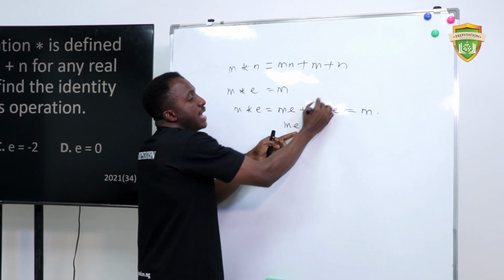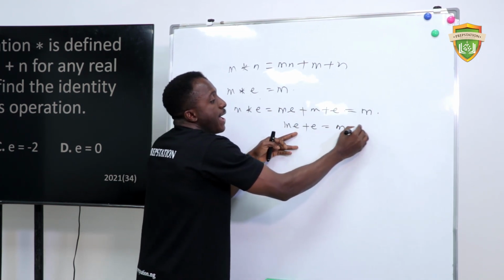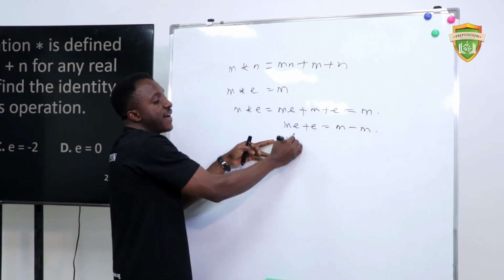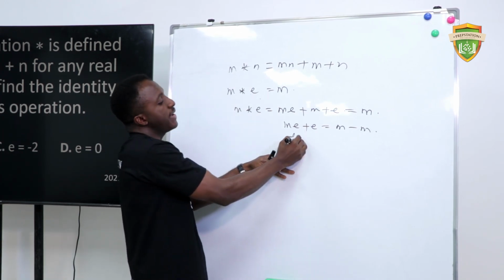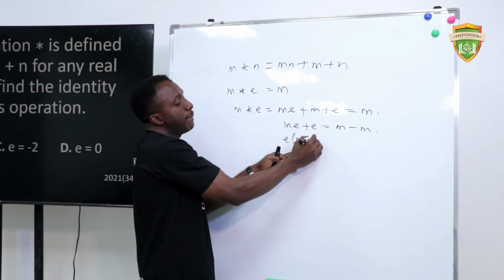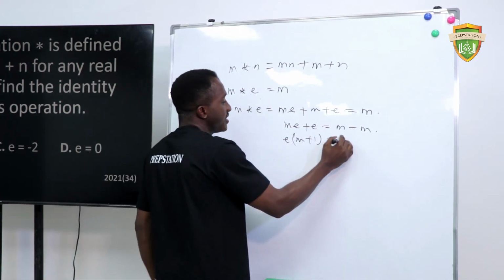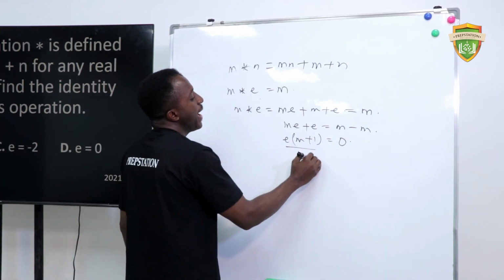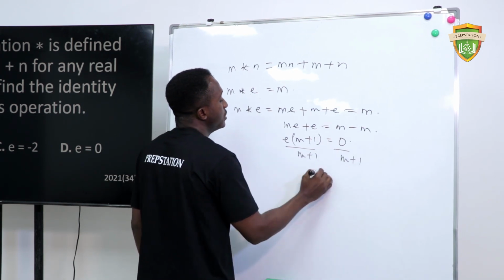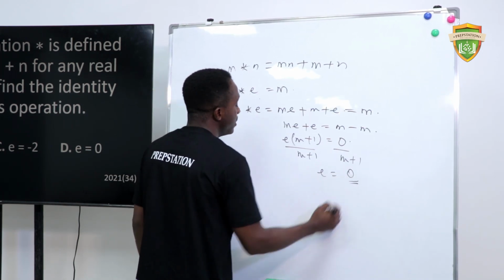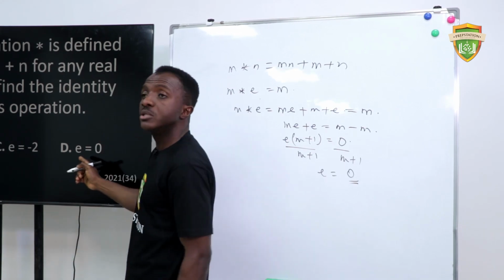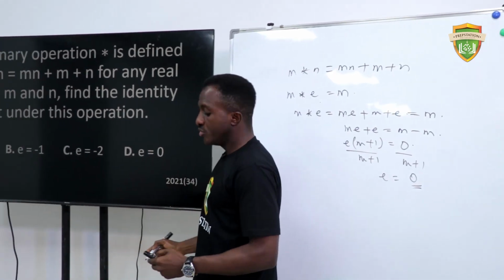me plus e, and send the m over here. We have m minus m. Now we can factorize this. If we do, we have e open bracket m plus 1 equals m minus m, which is 0. So this is 0. If we divide both sides by m plus 1, the identity element here is 0, which is option D, e equals 0.